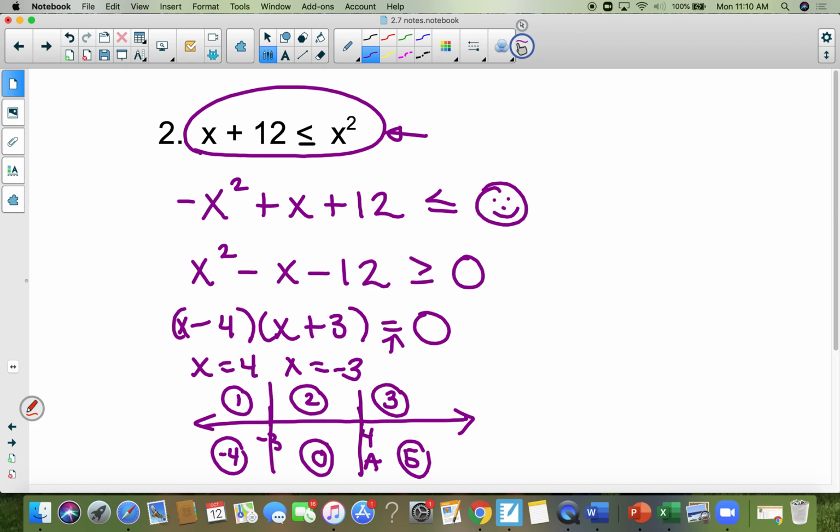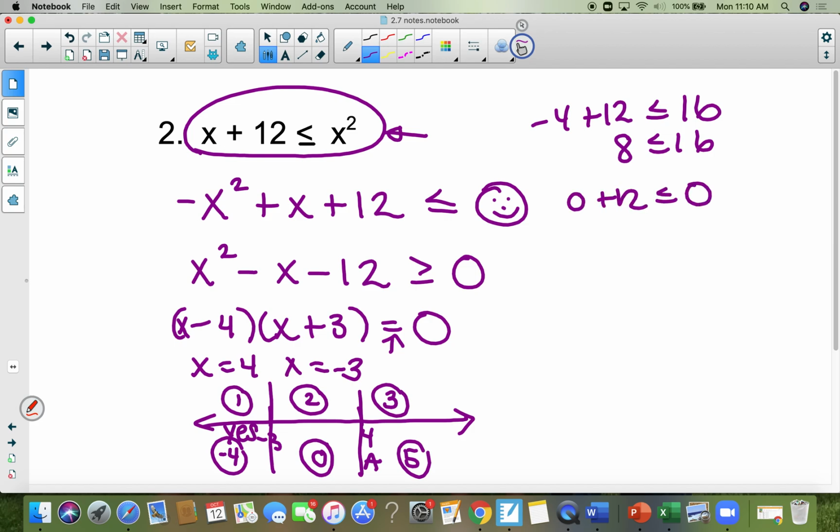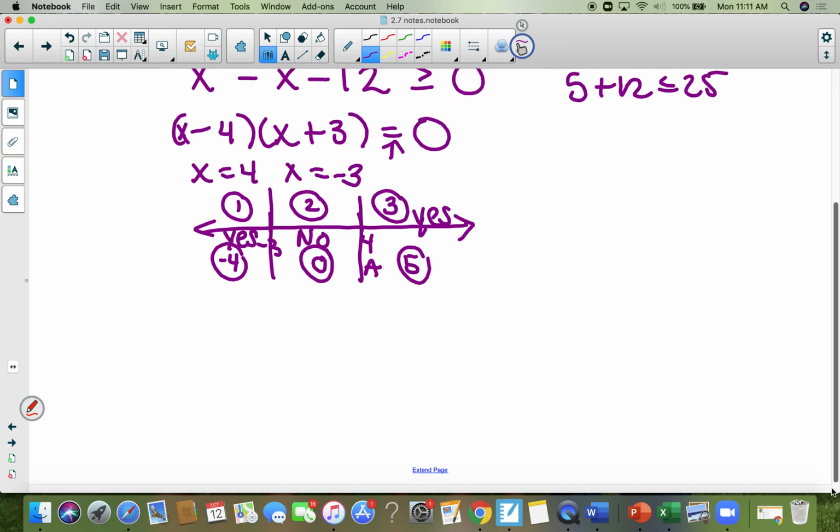So when I put a negative 4 back up into the original problem, it looks like this. Is 8 less than or equal to 16? Yes, it is. 0 plus 12 is less than 0. Is 12 less than or equal to 0? No, it's not. Is 5 plus 12 less than or equal to 25? Is 17 less than or equal to 25? Yes, it is. So, my two answers are a negative infinity to a negative 3 with a bracket, and the reason why it's a bracket is because there's a line with the inequality, and 4 to infinity.